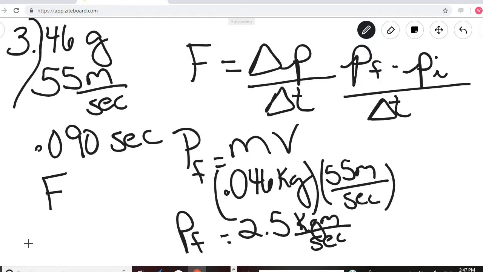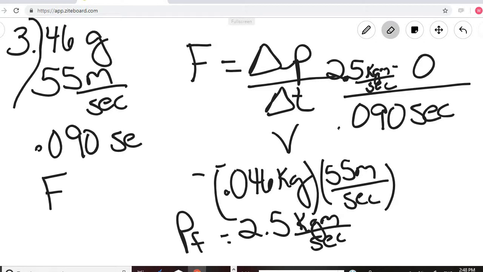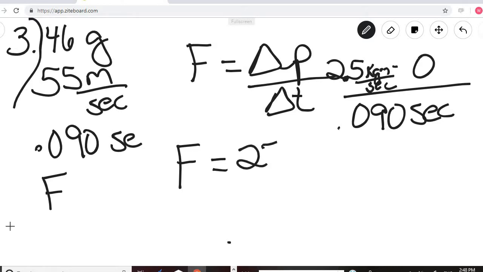Okay, so now we can plug that number in here. And we already said that PI is 0. So we can put that in there, and then we can put our time in there, and the time was 0.090 seconds. Okay, so the change in momentum divided by time, and we can then solve for F. So 2.5 kilogram meters per second divided by 0.090 seconds will give us 27.7, or with two significant figures, 28.